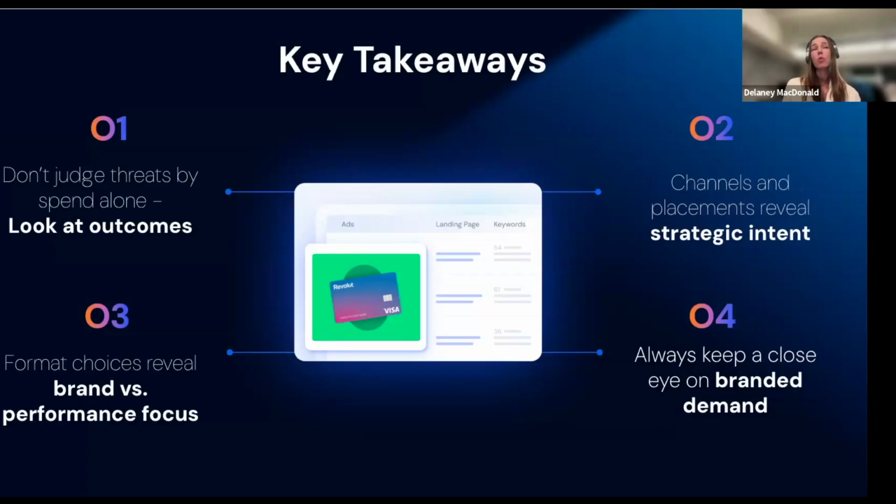So this is why it's really important, when you are trying to figure out what's working for the competition, to look at all the available signals to understand why they're doing what they do before determining whether or not that strategy is successful. Further to that, your format choices are going to tell you what game your competitors are playing. So we see that Revolut are really over-indexing on these very high impact placements, top of the page, video that barely even mention the product, whereas Monzo is very much feature orientated.